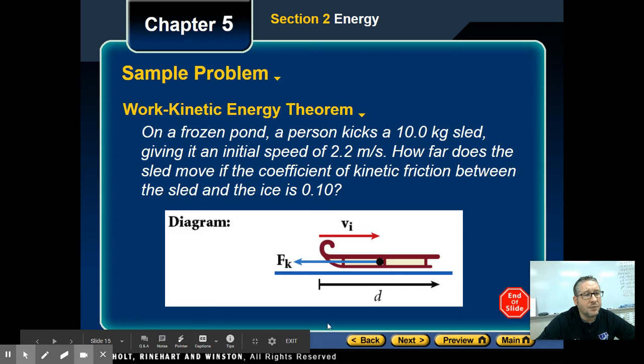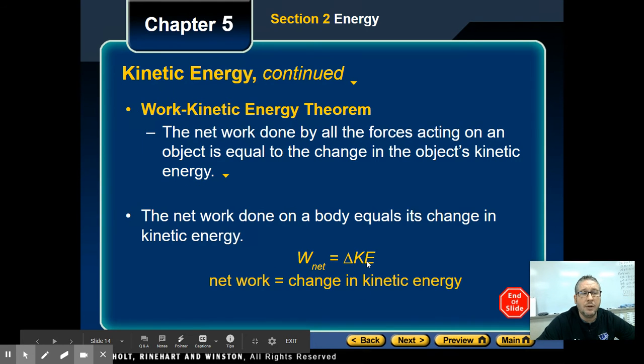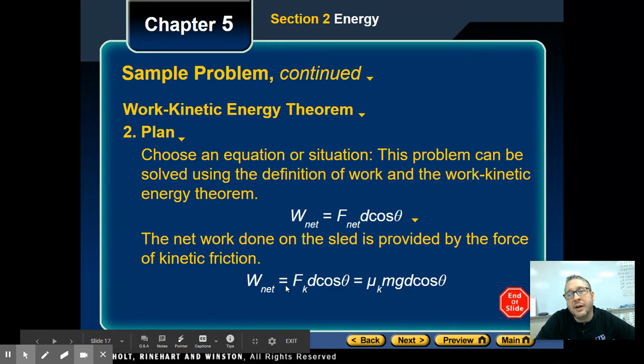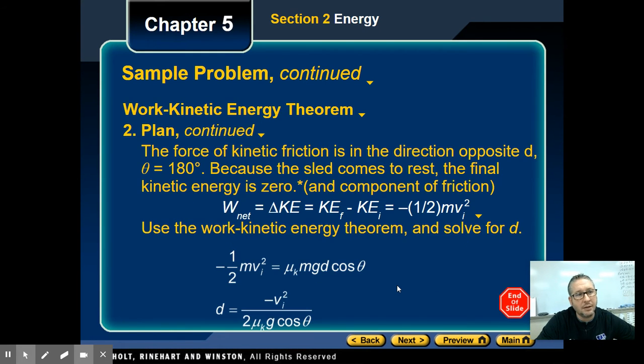If you want to, you could start off with this. Net work is equal to the change in KE, and then just continue to add where we have net work is equal to net force times cosine of theta times d, however you want to say it. But you can also include that if there is a frictional force that is the net force here, then you can put these formulas down here as well. So that's really half of the problem, as I was saying.